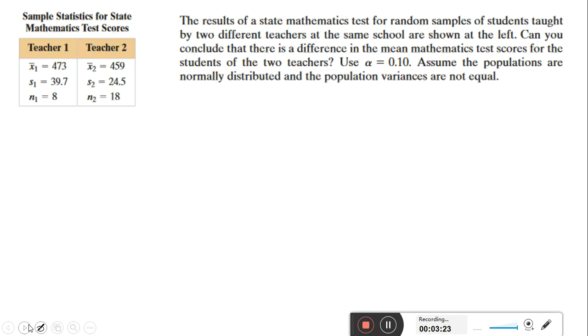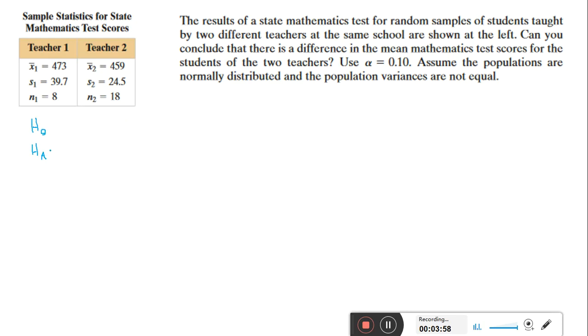The results of a state mathematics test for random samples of students taught by 2 different teachers at the same school are shown to the left. Can you conclude that there is a difference in the mean mathematics test scores for the students of the 2 teachers? Use a level of significance of 10%. Assume the populations are normally distributed and the population variances are not equal. Right there they gave us 2 humongous pieces of information that we will definitely put to good use. So let's go ahead and start off with our hypothesis.